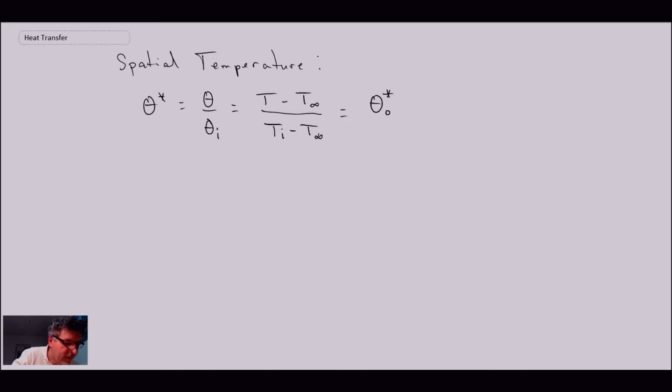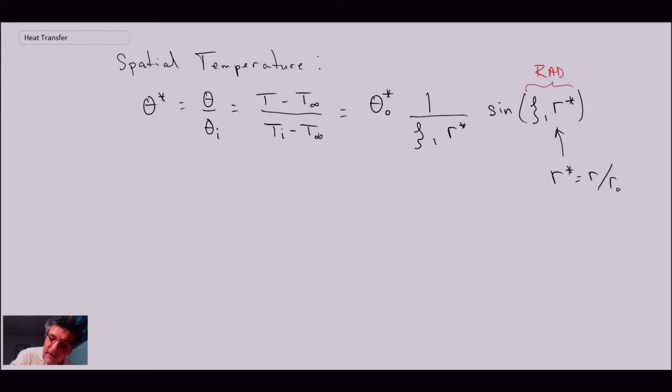Spatial distribution. We have a function for the spatial temperature. And this one's a little simpler. I guess you could say it doesn't involve Bessel functions like we saw for the cylinder. However, in order to solve it, you do need to know what happens at the center line, which we have in the theta naught star term. And so here we have a trig function. Remember to be careful. That needs to be evaluated in radians. And R star, just like we saw for the cylinder, is basically just the radius non-dimensionalized by the outer radius.